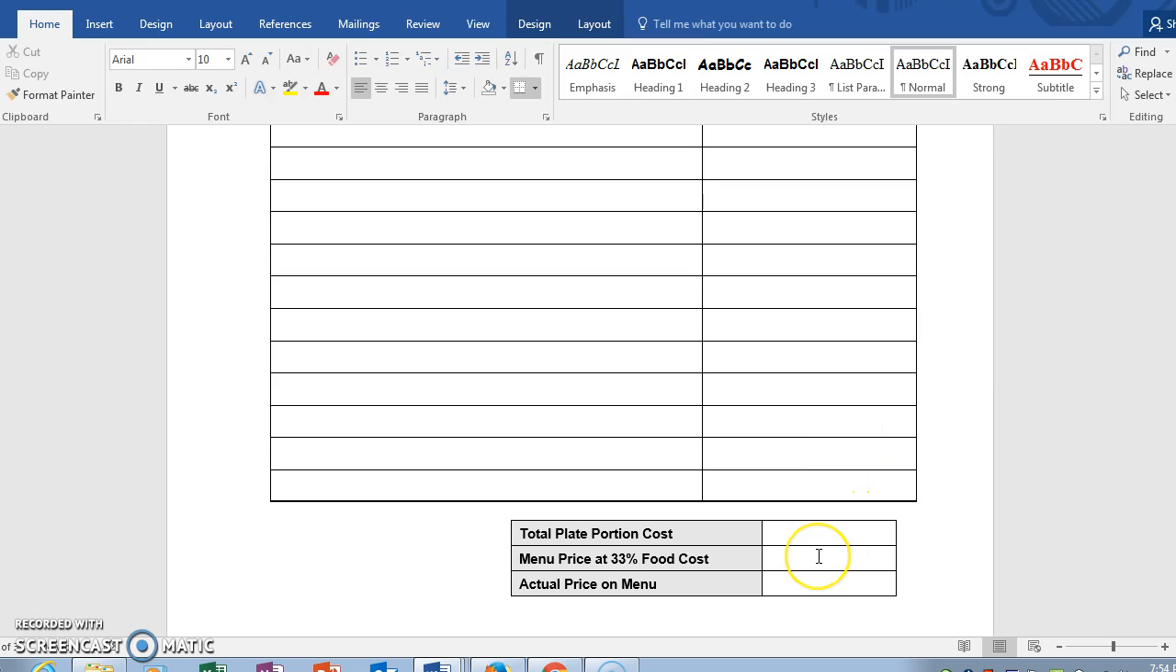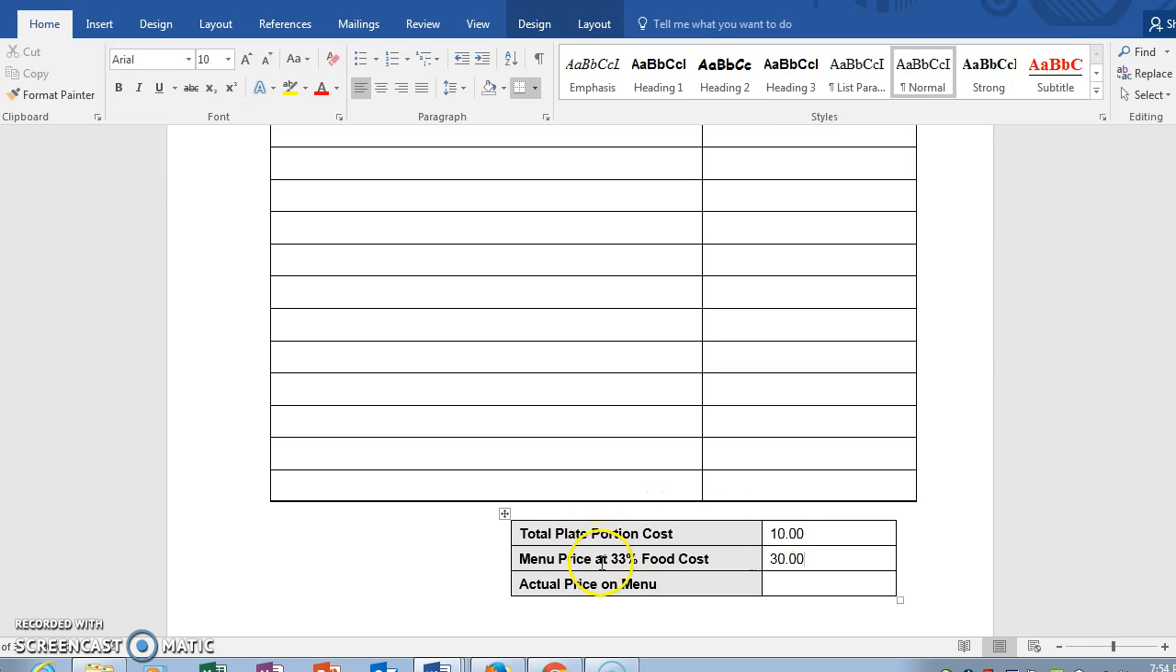Right here, and then your portion cost is 33% of the food cost, 33% of what it's going to cost for the menu. So you will take your portion cost, let's just do an easy one, say maybe it came out to $10, and you're going to divide $10 by 0.33, and you come out with about $30. Of course, that would be a very expensive dinner. That would be a great restaurant if you're owning that one. But again, that's what you're going to do.